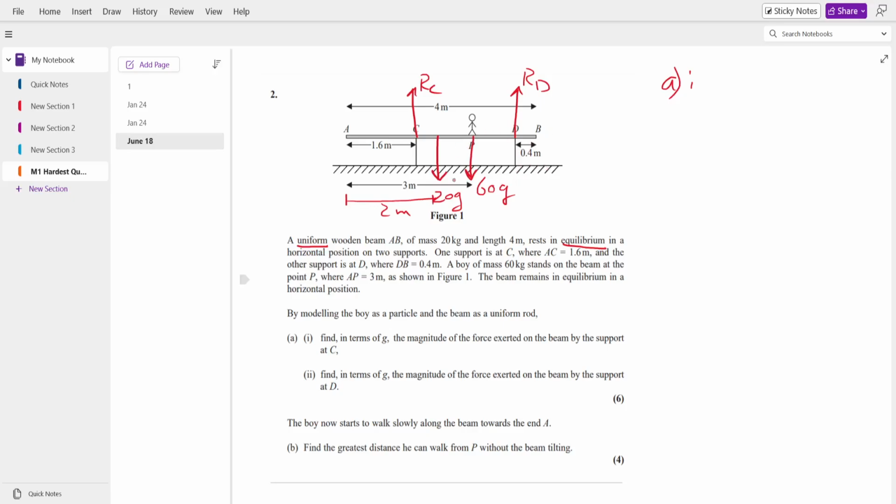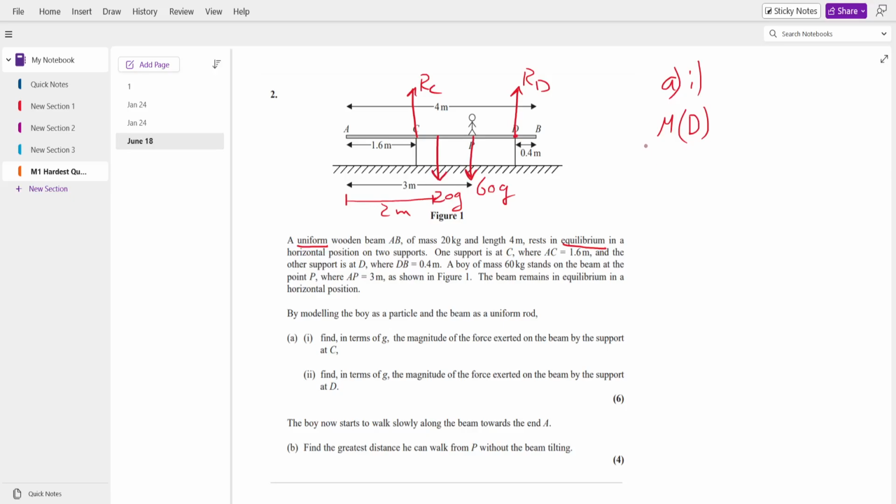We can do this by taking moments about a point. Let's take moments about D. And why did I choose D? Because in the first question, I want to find the reaction C. So I would take moments about point D so that my RD cancels, or will not be in my equations, as the perpendicular distance between RD and the point D is basically 0 because they're both at the same point. So let's start.